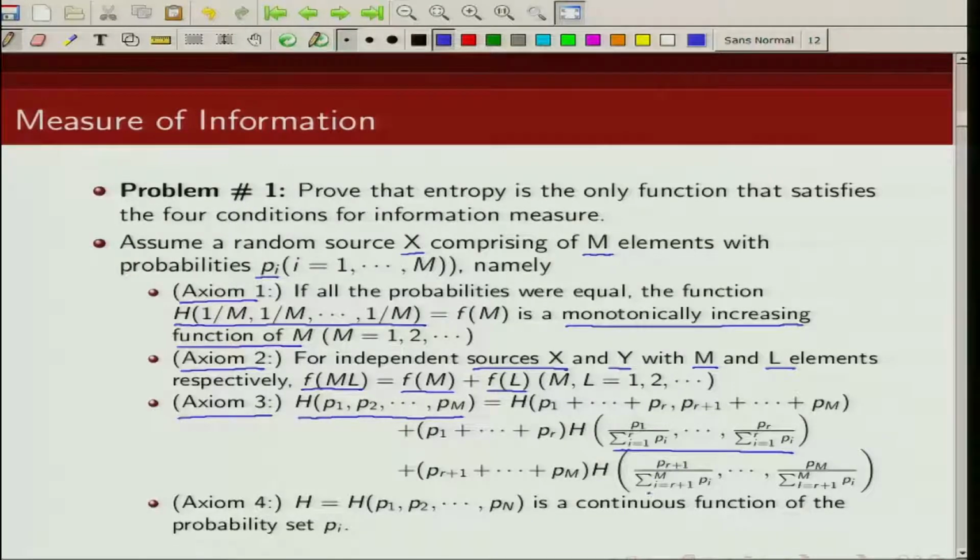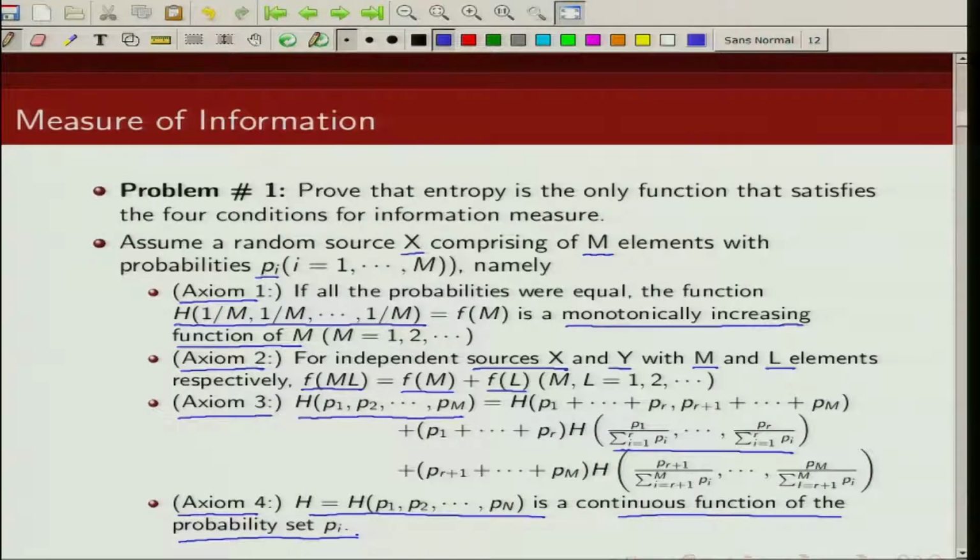divided by the summation of Pi where i goes from r plus 1 to m. Similarly P of r plus 2 divided by the summation of Pi where i goes from r plus 1 to m, up to P of m divided by the summation of Pi where i goes from r plus 1 to m. So this is the grouping axiom, and the final axiom is basically that this entropy function should be a continuous function of the probability set Pi.